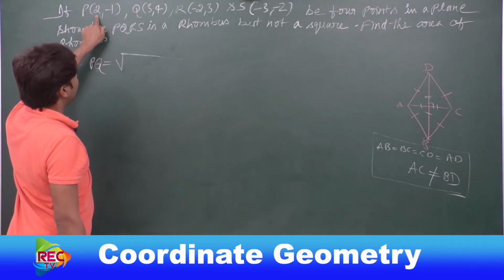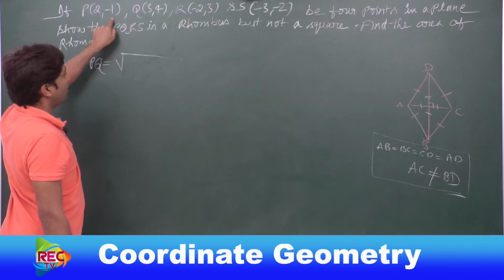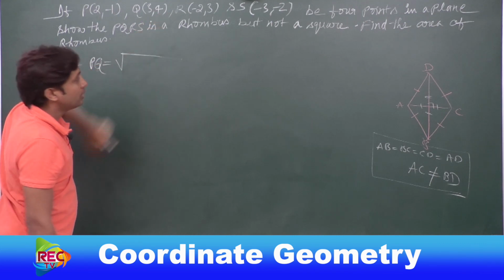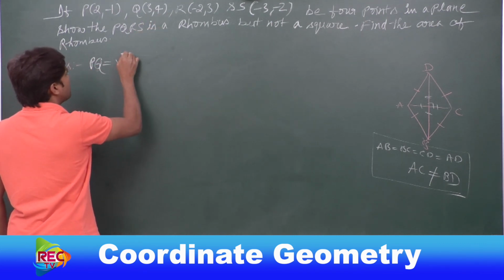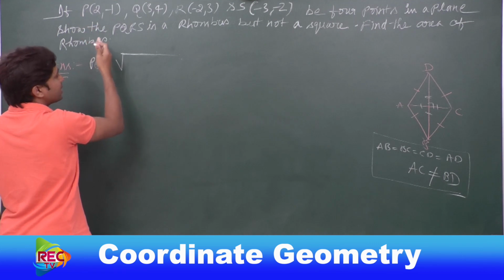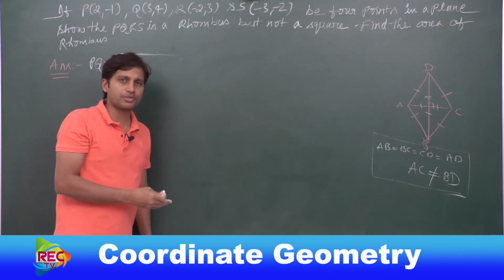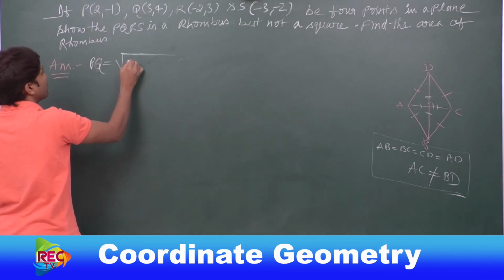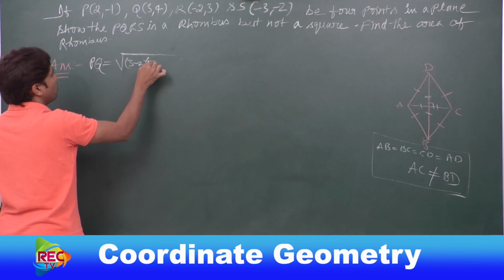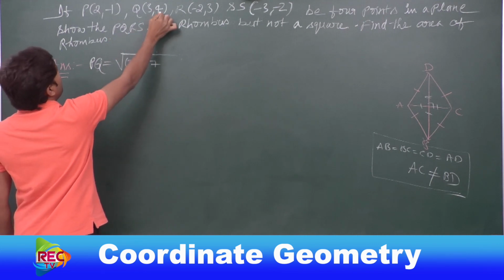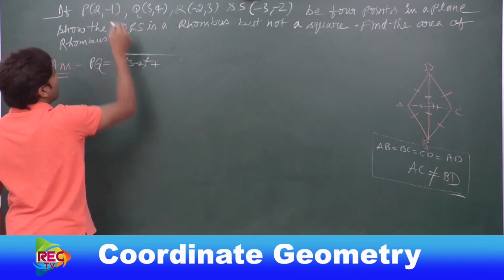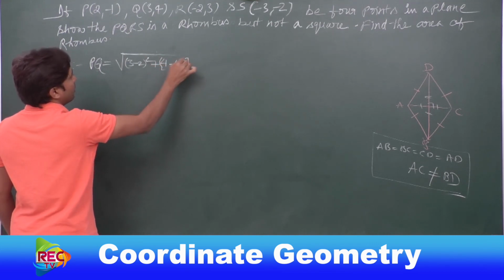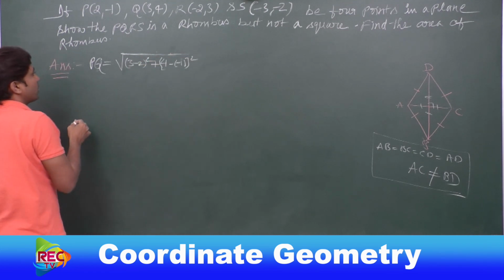For PQ, here 2 is x1, -1 is y1, and 3 is x2 and 4 is y2. If you want to find the distance between them, put them in the formula: square root of x2 minus x1 whole square plus y2 minus y1 whole square. So under the square root, x2 minus x1 is 3 minus 2, whole square, plus y2 minus y1, which is 4 minus of minus 1, whole square. This is the value of PQ.